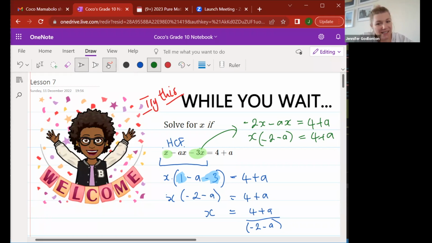Does this make sense, guys? Are you feeling okay? We're not going to be spending any time on this work today. We're going to be doing exponents. This is just recapping what you did in the last lesson.